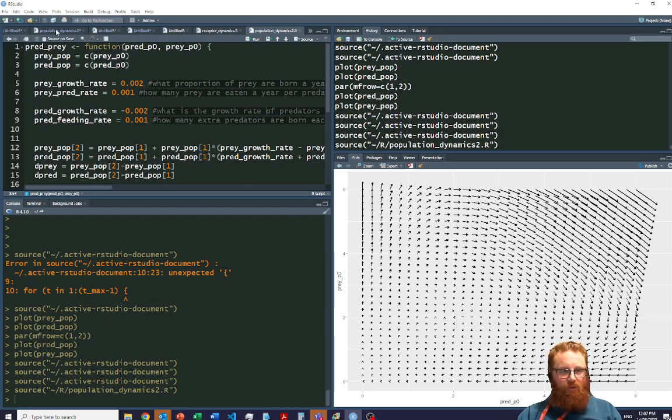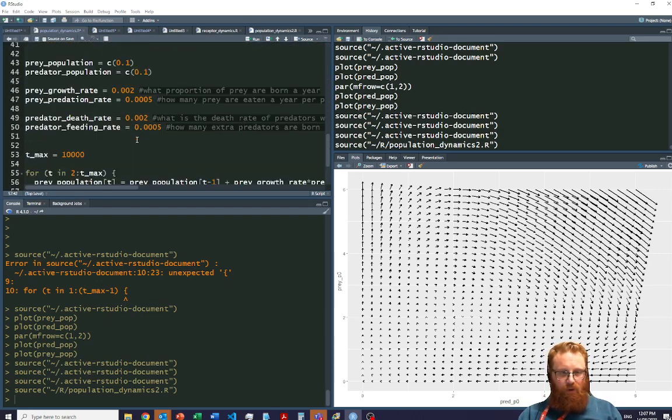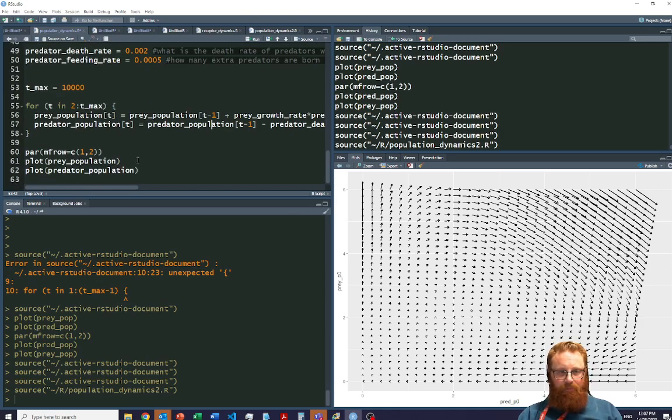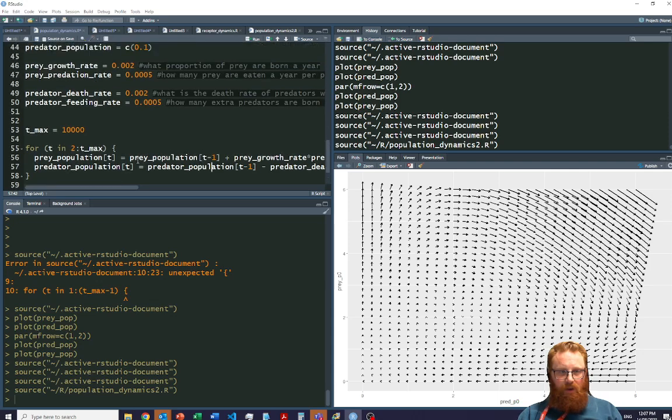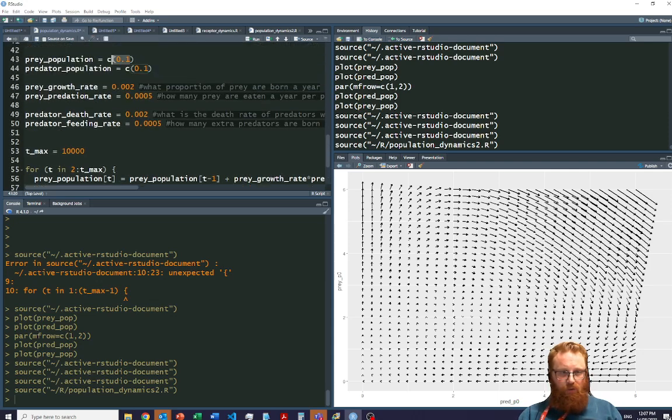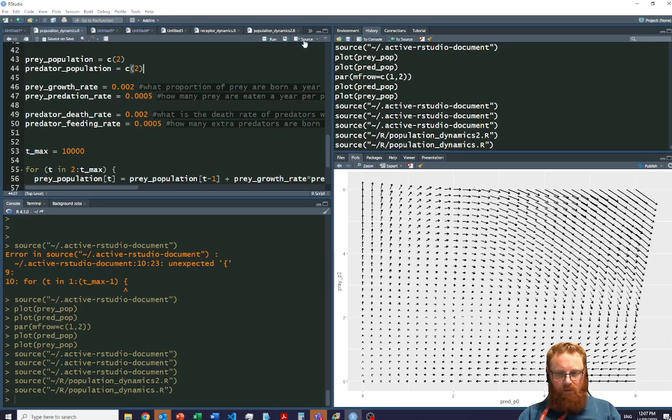So let's go back to our code and see if this is true. Here we are, and we're going to say our initials are 2 and 2. Let's see what happens if we run this.